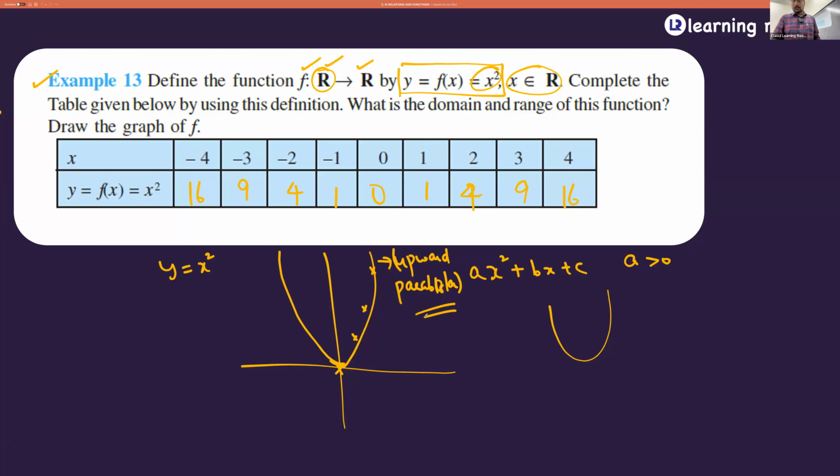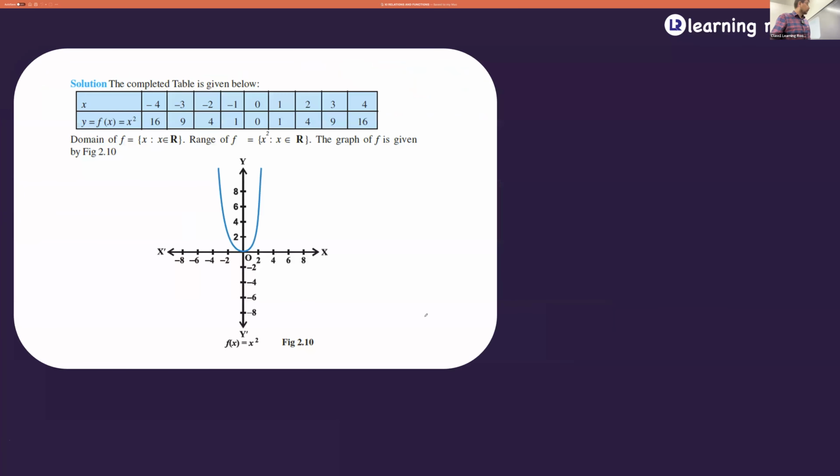Am I clear with this? Yes, make a note of this. So this is how the graph will look like. So this is the solution actually.